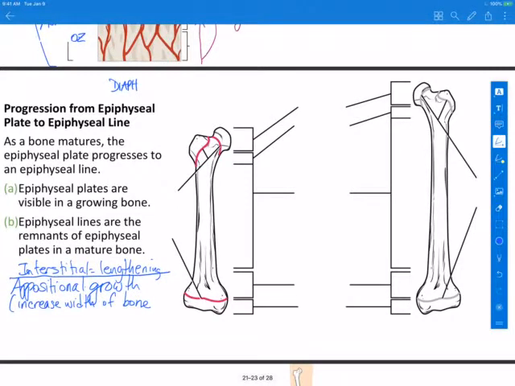And appositional growth literally means adding to the free surface. So instead of adding bone inside a structure, we could lay bone on the free surface of it.